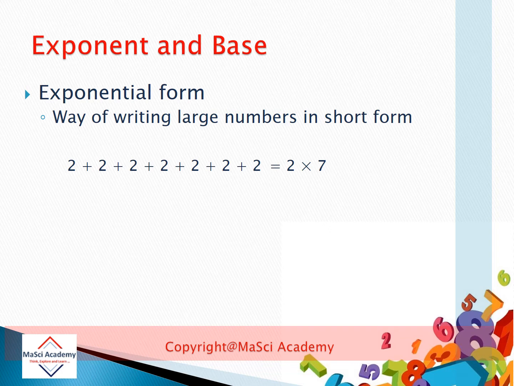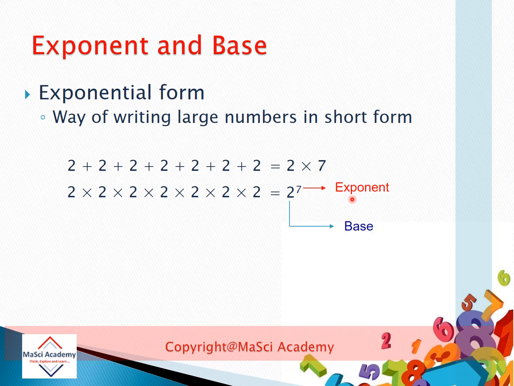For example, when we say we have to add 2 seven times, we say 2 plus 2 plus 2 plus 2 plus 2 plus 2 plus 2. So we calculate it as 2 cross 7, which is 14. Now, in case of addition, if we have to multiply 2 seven times, it becomes 2 to the power 7, where 7 is called the exponent and 2 is called the base.